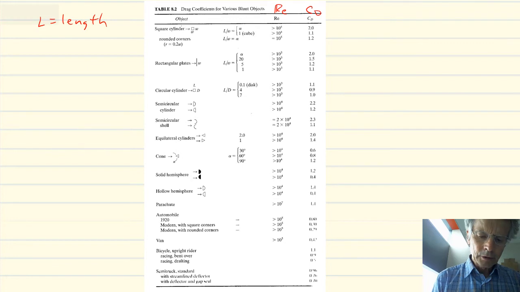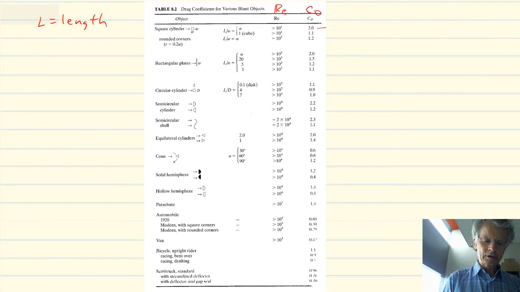So they say if L over W, so L over W is defined as being equal to alpha. If the Reynolds number is greater than 10,000, then if you have a long cylinder, CD would be 2, and as you shorten it down to a cube, the drag coefficient becomes 1.1. Okay. Let's look at some more interesting ones.